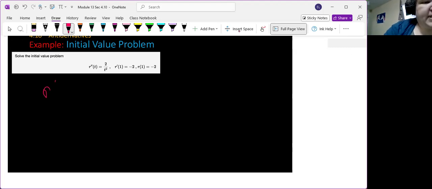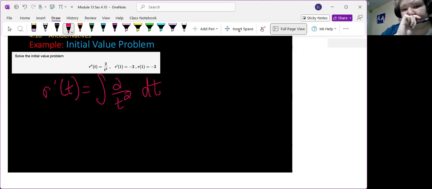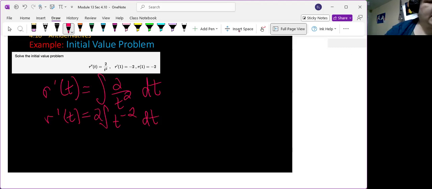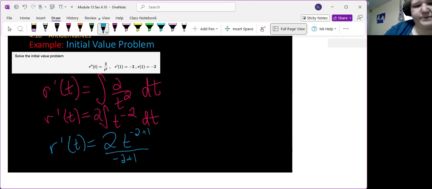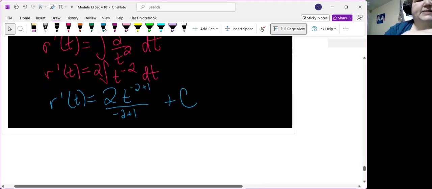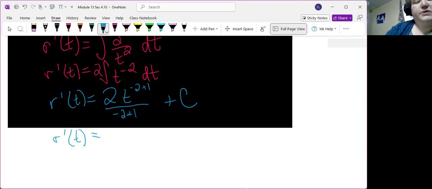All right, so to find our single prime of t, I'm going to take the integral of 2 over t squared dt. So that can be rewritten as the 2 on the outside and t to the negative 2. So now we'll do our power rule. So r prime of t equals 2 times t to the negative 2 plus 1 divided by negative 2 plus 1, which is just negative 1. And then dt turns into plus c. It doesn't really, that's just the way my brain got it to stick so I'd remember to do plus c. All right, we can clean this up some. So this will be negative 2t to the negative 1 plus c.